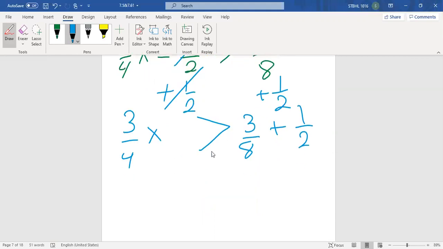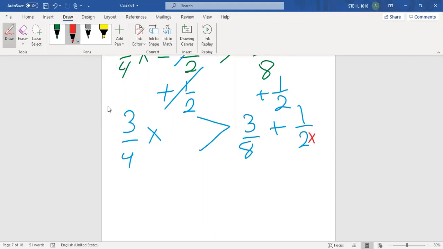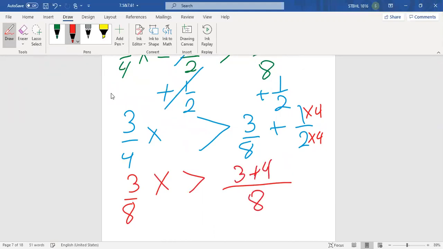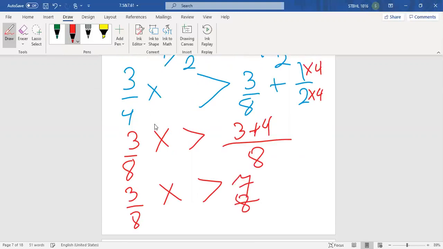Focus. Grade 7 here. Can I add unlike fractions? Of course not. I have to make the same denominator. So I will multiply the second fraction by 4 to get 8. And here 3 over 4x is more than 3 plus 4 over 8. Now 3 over 4x is more than 7 over 8.